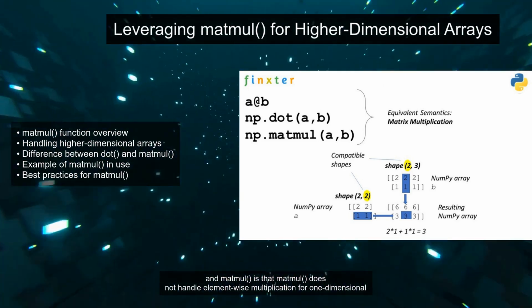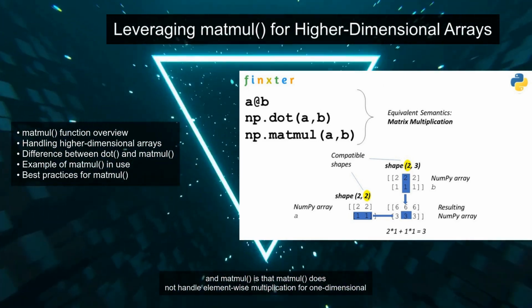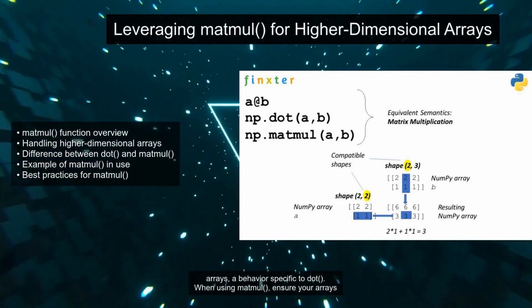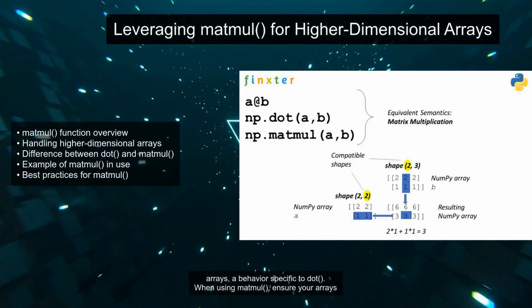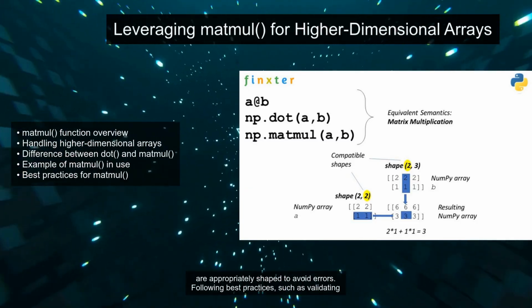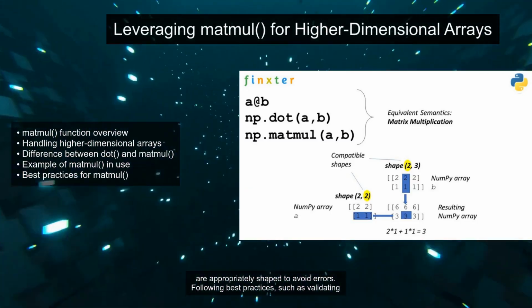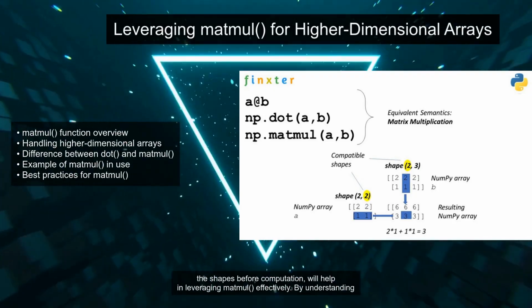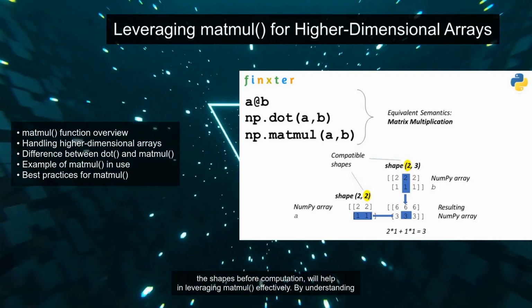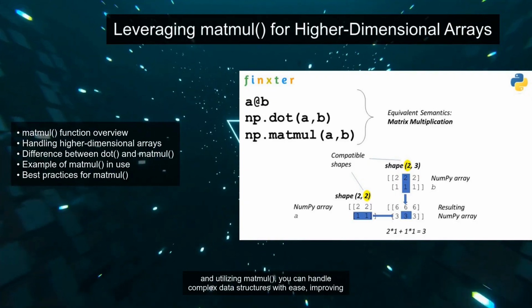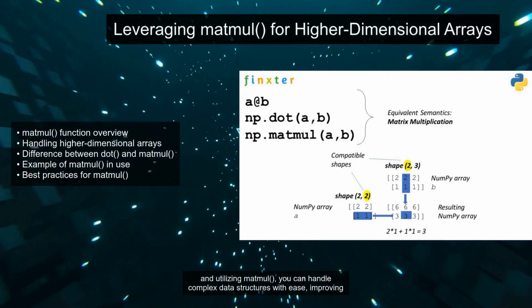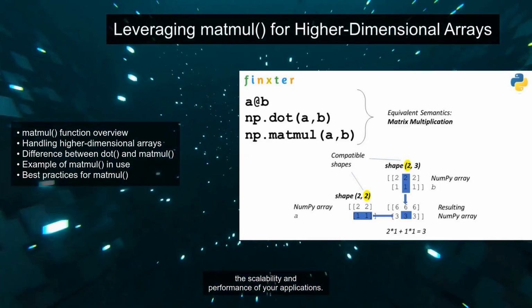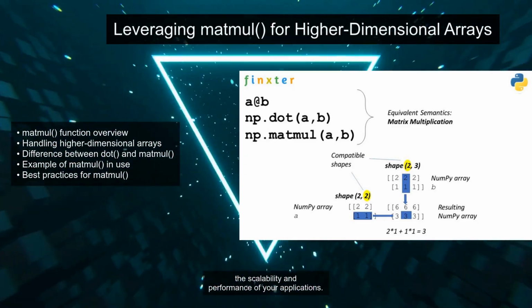One key difference between dot and matmul is that matmul does not handle element-wise multiplication for one-dimensional arrays, a behavior specific to dot. When using matmul, ensure your arrays are appropriately shaped to avoid errors. Following best practices, such as validating the shapes before computation, will help in leveraging matmul effectively. By understanding and utilizing matmul, you can handle complex data structures with ease, improving the scalability and performance of your applications.